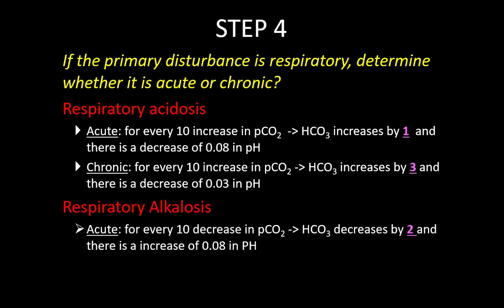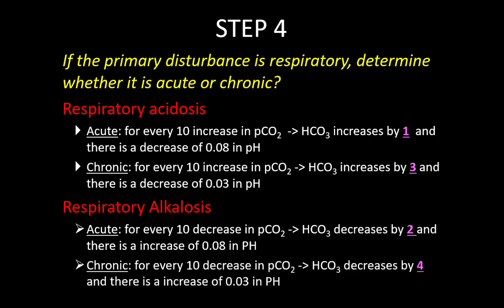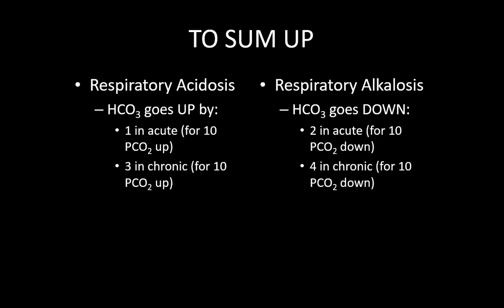Acute: for every 10 decrease in the PCO2, bicarb decreases by 2 and there is an increase of 0.08 in pH. So in acute both are 0.08. In chronic, for every 10 decrease in the PCO2, bicarb decreases by 4 and there is an increase of 0.03 in pH. So if I had to sum up, in respiratory acidosis, bicarb goes up by 1 in acute for 10 PCO2 up, 3 in chronic for 10 PCO2. Respiratory alkalosis, bicarb goes down 2 in acute for 10 PCO2 down and 4 in chronic for 10 PCO2 down.